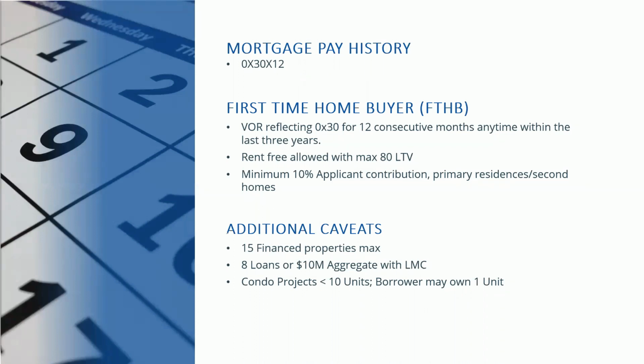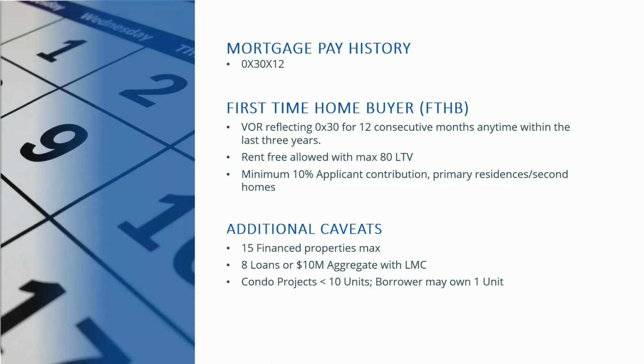Additional caveats, these are just some little tips to throw out there. We do have a maximum of 15 financed properties and 8 loans or 10 million in aggregate with luxury. We very recently had a 14 pack in the system that I saw, which blows that out of the water, right? So again, on an exception basis, we would look. This particular borrower owned a ton of properties. Not all of them were financed, of course, but we financed 14.